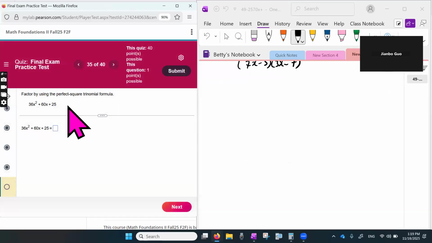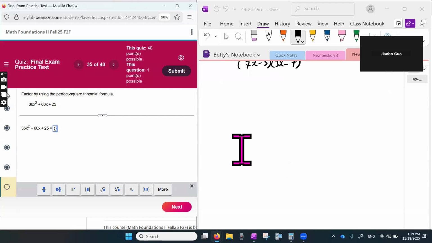And this one, okay, perfect square trinomial. First base 6x, second base 5. In the middle is the positive, so we're going to have a parentheses to the power 2. In the parentheses, we have base 1 plus base 2: 6x plus 5.